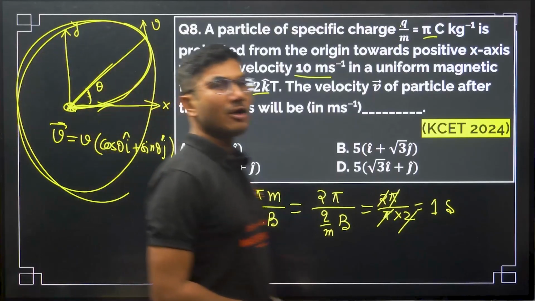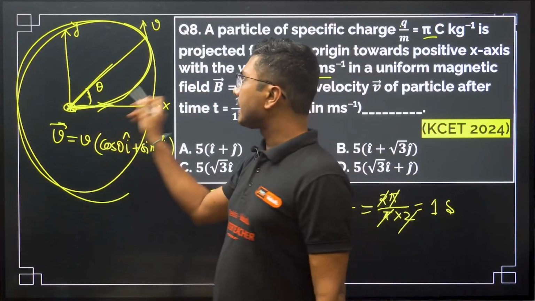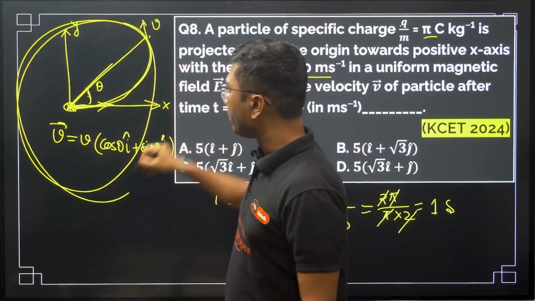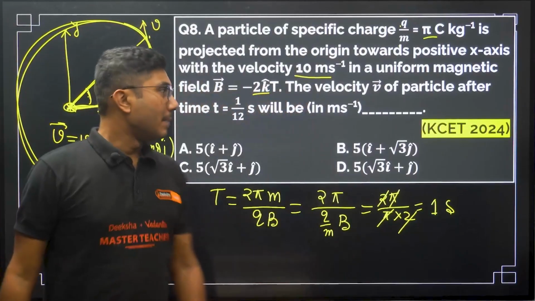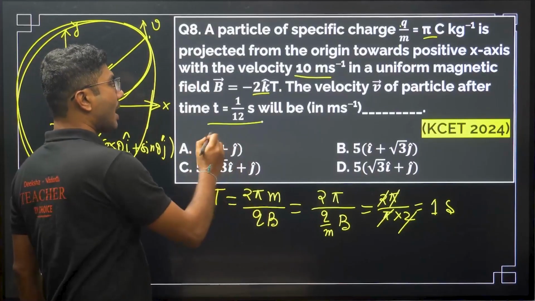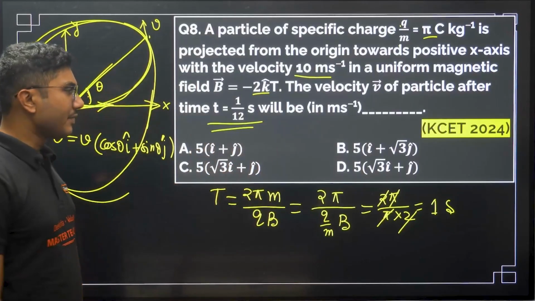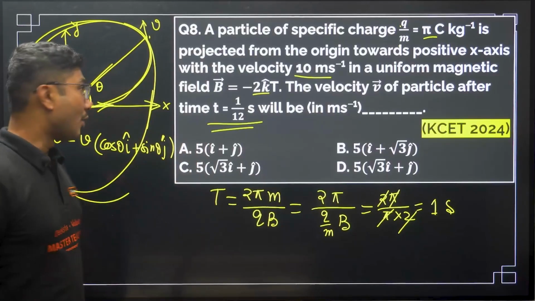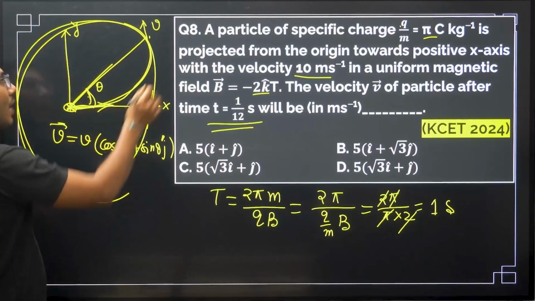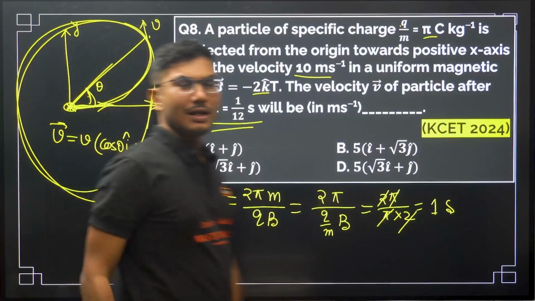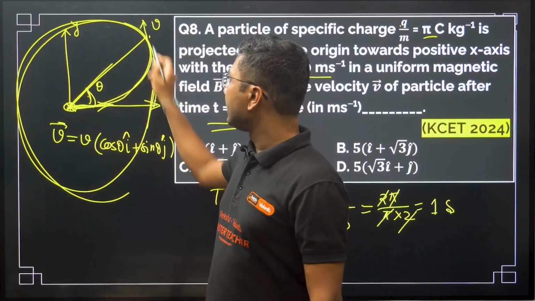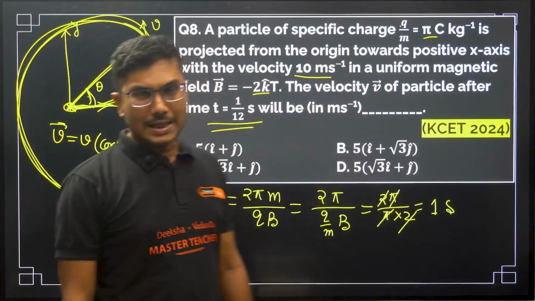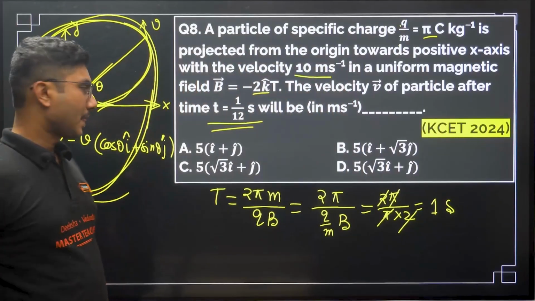Now what is the meaning of time period? Time period means it takes 1 second to complete one complete rotation. But here the time is given as 1 by 12 second. So if that is the time, what is the angle then? In one complete rotation, the angle is pi plus pi, that is 2 pi, right?